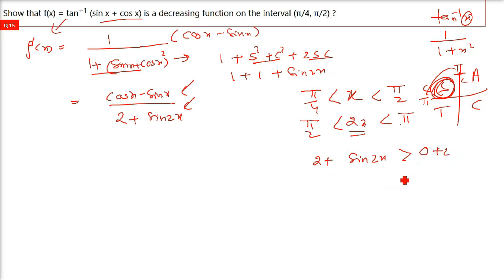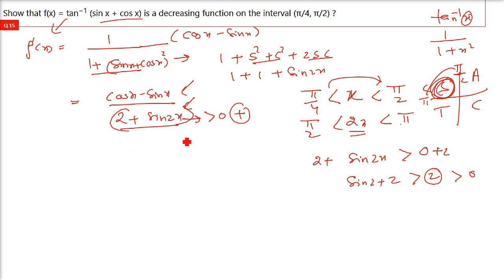Now add 2 to both sides. Then 2 plus sin 2x will also be greater than 0. In fact, 2 plus sin 2x will be greater than 2, and if it is greater than 2, it is already greater than 0. So 2 plus sin 2x will always be greater than 0. This is the denominator. So we have established one thing: the denominator 2 plus sin 2x is greater than 0.